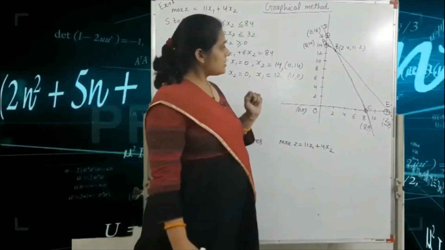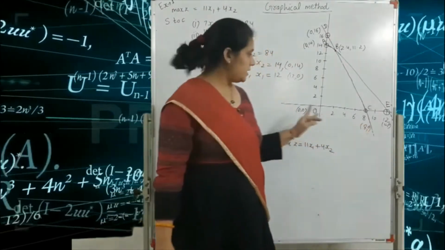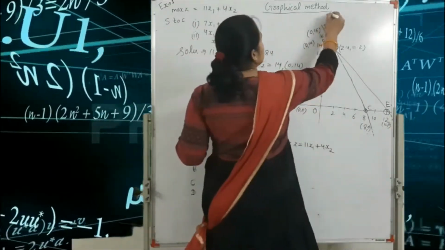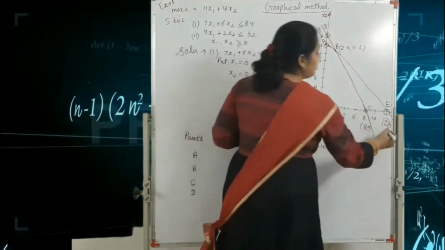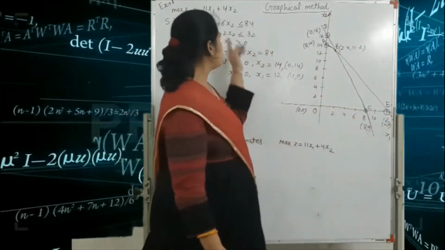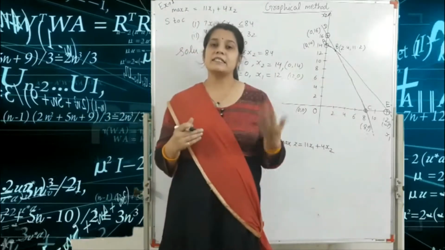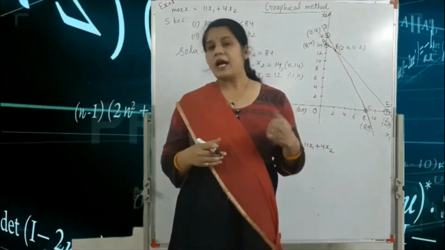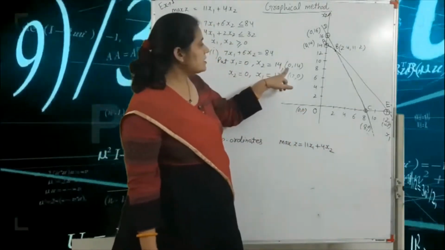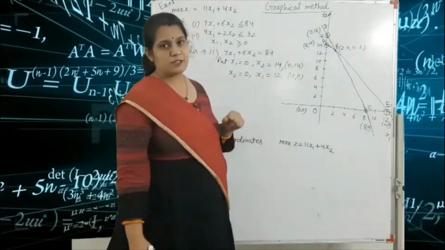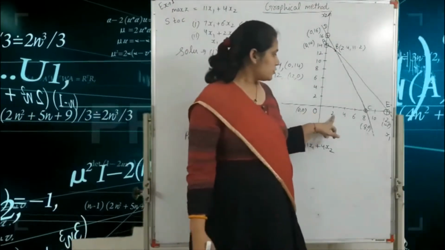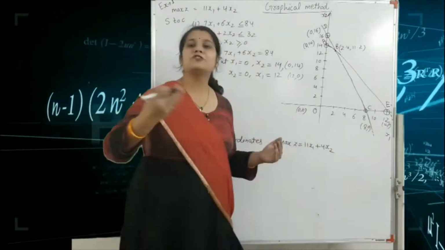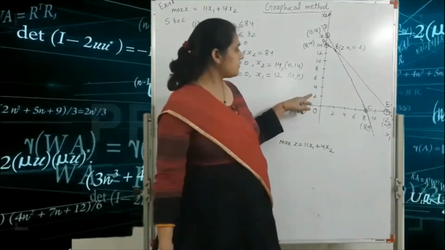Got it? So first we draw the graph. Here we write the x-axis and here we write the y-axis. That means here we write x2 and here we write x1, because the question is given in the decision variables x1 and x2 form. After that we draw (0, 14) and (12, 0). So first you write here 2, 4, 6, 8, 10, 12. As you wish, you can write here 1, 2, 3, 4, 5, 6.